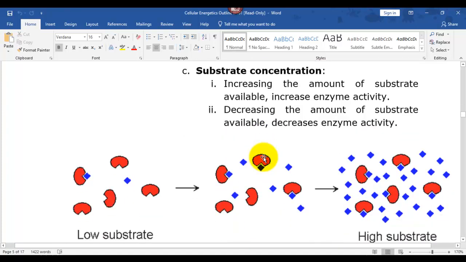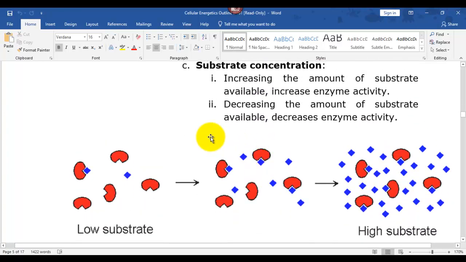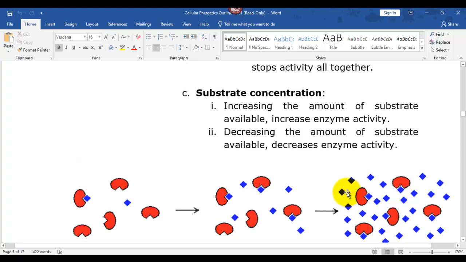Substrate concentration. Now this is kind of an obvious one. These represent enzymes. This is low substrate, here is moderate between the two of them, and then here's high substrate. So the amount of available substrate affects enzyme binding. Here you're going to have less binding of enzymes to substrate. Here, in extremely high substrate, you can see they're all bound together. So increasing the availability increases enzyme activity.